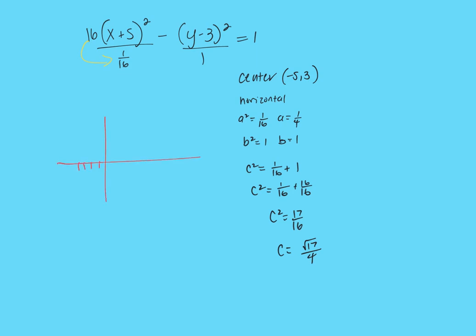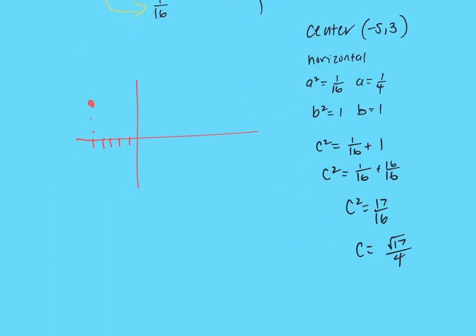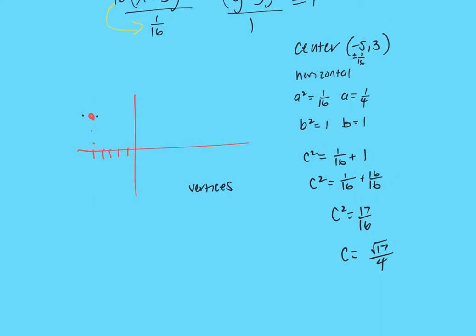1, 2, 3, 4, 5, 1, 2, 3. Here's my center. I'd go right and left, but only that 1/16. So I'm moving right and left 1/16. So this gets plus and minus 1/16, which means my vertices are negative 5 minus 1/16, which would be negative 4 and 15/16 and 3. And then negative 5 plus 1/16.